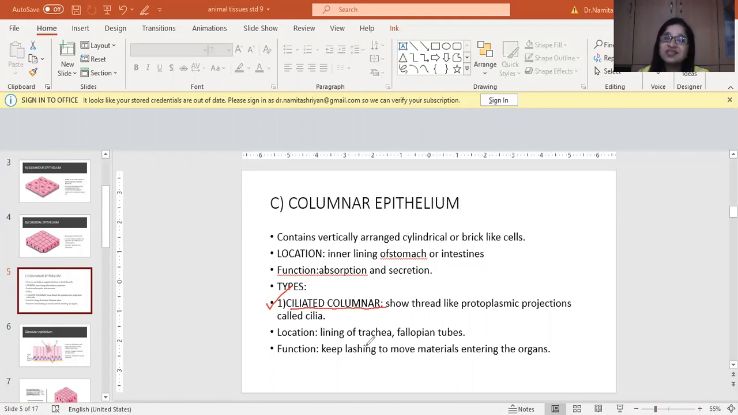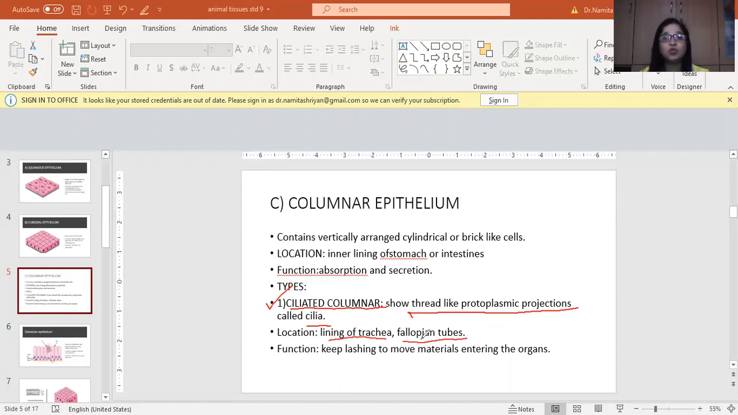So along with cells which are arranged like columns, they will also show thread-like protoplasmic projections, which we call cilia. So there will be thread-like projections projecting out from one border or one side of these epithelial cells, and we call that cilia. And at that time, such a columnar epithelium will be called a ciliated columnar epithelium. Where is it located? In the lining of our trachea and the fallopian tubes.